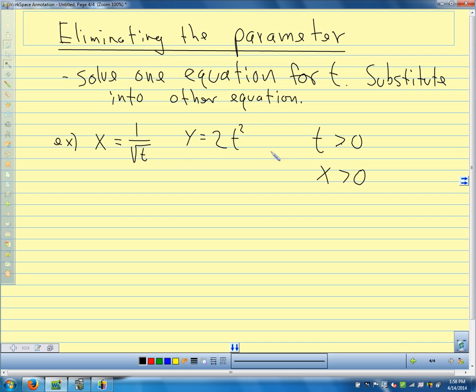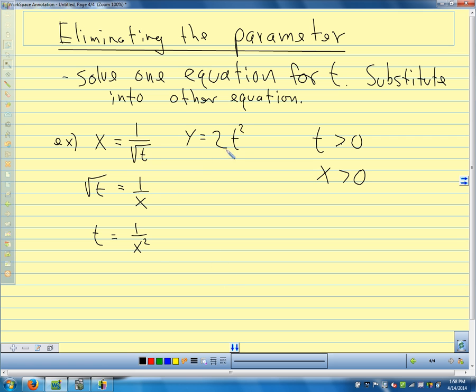All right, we can solve either one of these for t. I'm going to work with the x equation, just because that looks a little easier to me, but we can solve either one. I'm going to multiply both sides by square root of t and then divide by x. So I get square root of t equals 1 over x. So t equals 1 over x squared. Square both sides.